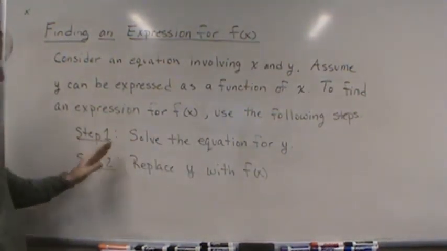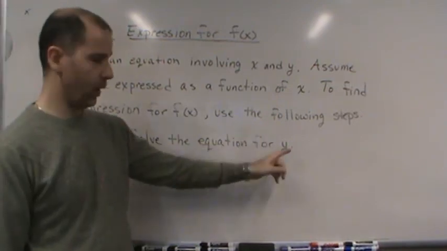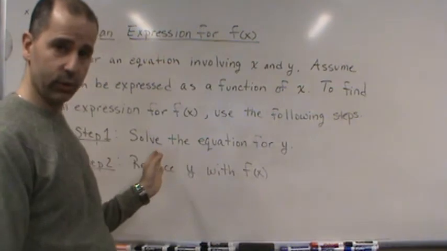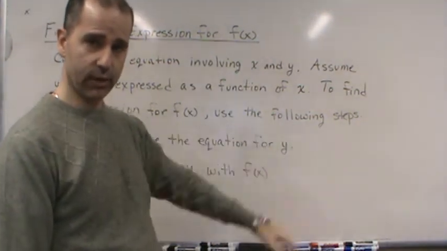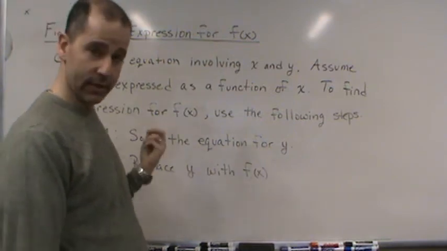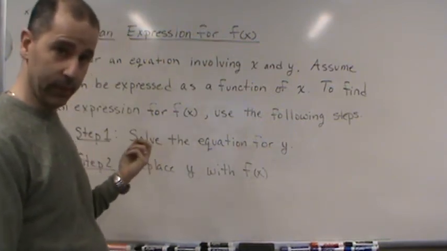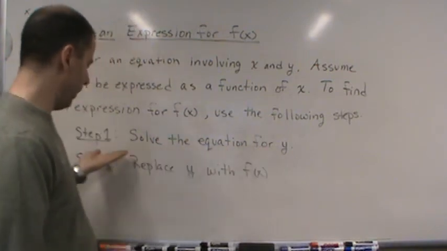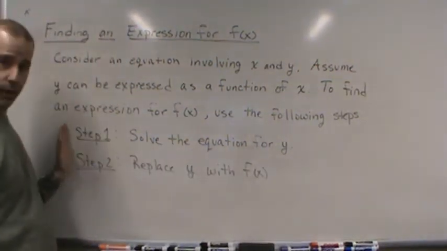The first step is we're just going to solve the equation for y. We've been doing that, right? You put y on one side of the equal sign and everything else goes on the other side. So we're just going to isolate the y variable on one side of the equal sign. We've been doing that. Once you do that, that's step one. Nothing new there.